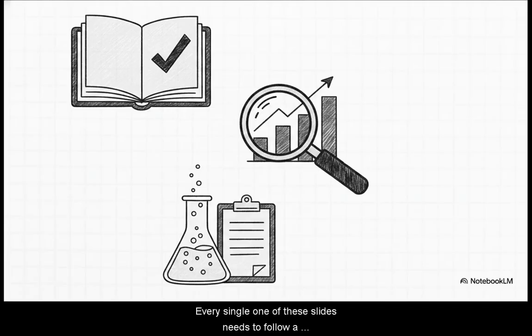Every single one of these slides needs to follow a precise formula. First, you have to include an APA-formatted reference for the specific article. Next, give a clear summary of the research question and its main findings. And finally, you must summarize the research method they used, making sure to specifically reference the chapter or method discussed in your class.